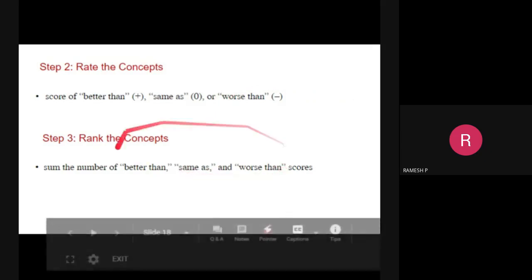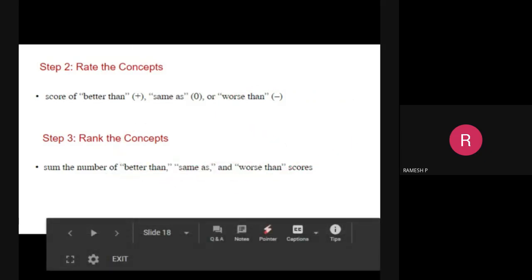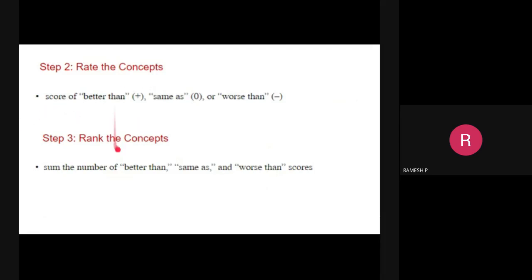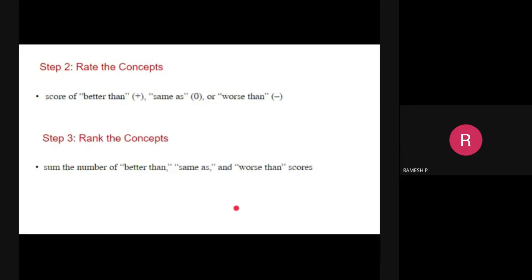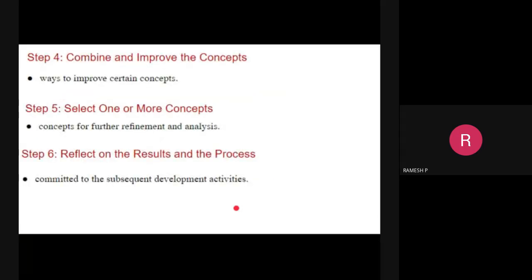And then rank the concept. Ranking is just calculating the sum of the number of positives, that is, the number of better than, the number of neutrals, and the number of negatives in a specific concept. That is the number of better than, the number of same as, and the number of worse than. I am mentioning each separately. Thereby, I will provide the rank for each individual concept. This is step 3, calculating the zeros, pluses, and minuses, and meanwhile providing the rank: rank 1, rank 2, rank 3. I will go for ranks 1, 2, and 3 and leave out the remaining.